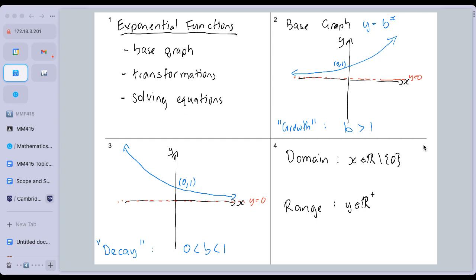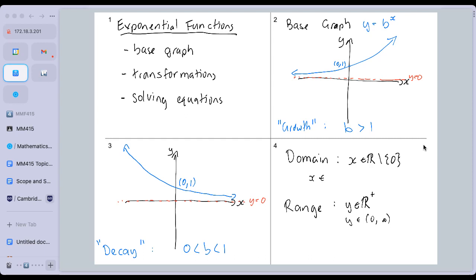Or if we want to write it in interval notation, you could go 0 to infinity, like that as well, that will be fine. The interval notation for the domain is a little bit more painful, so I wouldn't use interval notation. Don't write it down, but it would look like this.